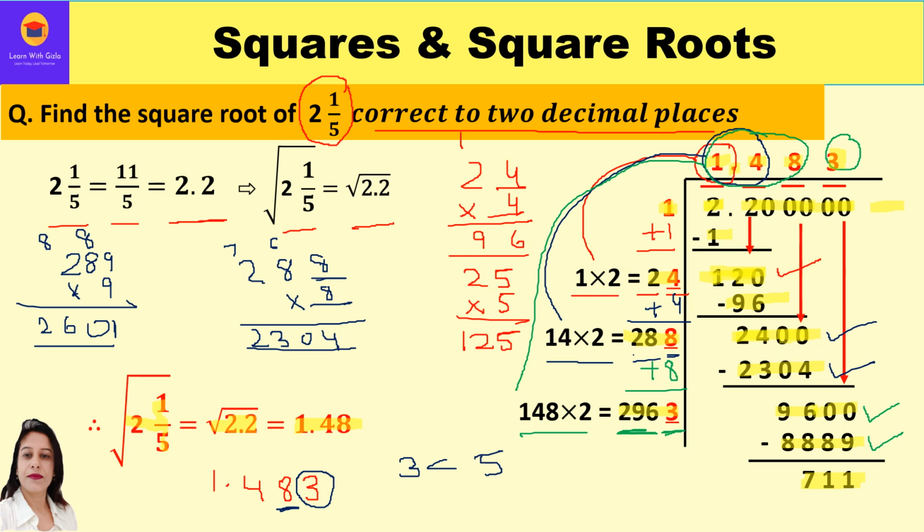This is the way we correct the second place depending on the value coming in the third place. Over here the third place is 3. 3 is less than 5. So the value at the second place remains the same, right?